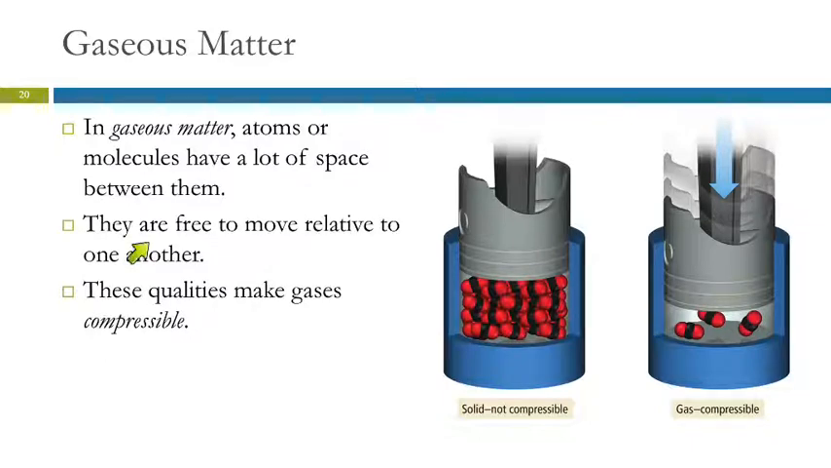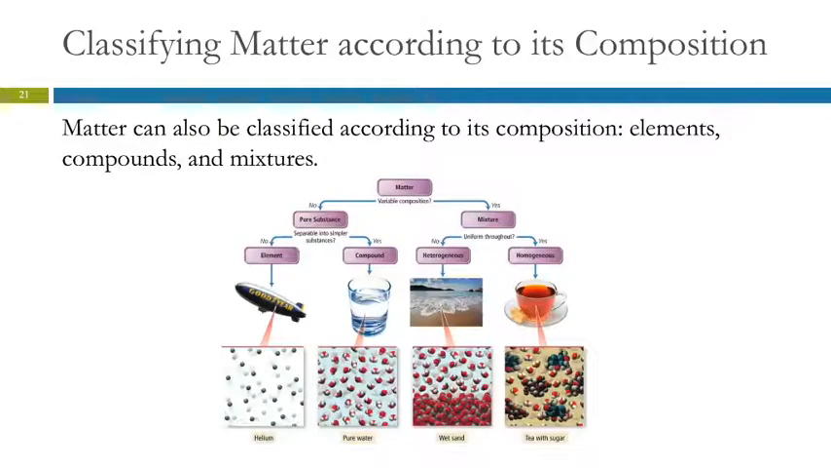So lots of space between the gas particles. They're free to move relative to each other, and so gases are compressible. Their shape and their volume can change. They will take on the volume and shape of their container. So that's classifying according to the three physical states. We can also look at the composition of matter. What is it made up of?